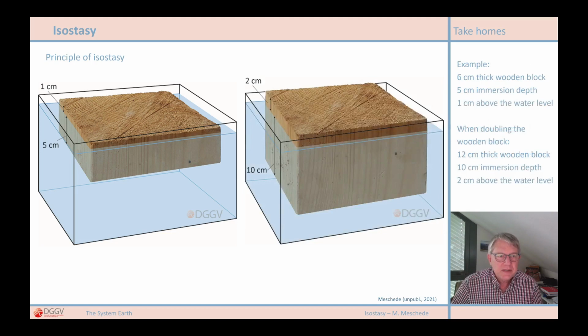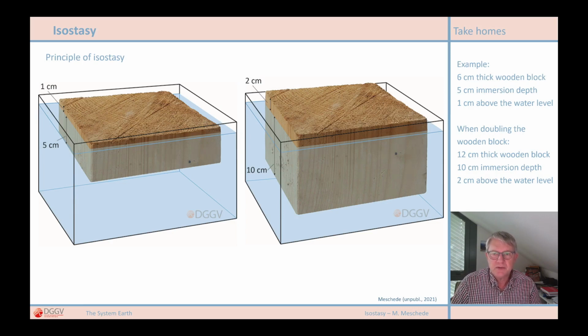And now it gets interesting for us. If we stack a second wooden block of the same size on top of the first and immerse them both together in the water, the picture changes. The larger block of wood sticks out higher, but is also deeper in the water. And this block of wood is then also in balance with the water.